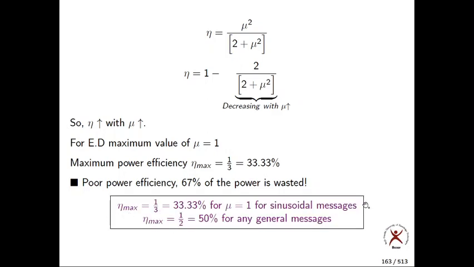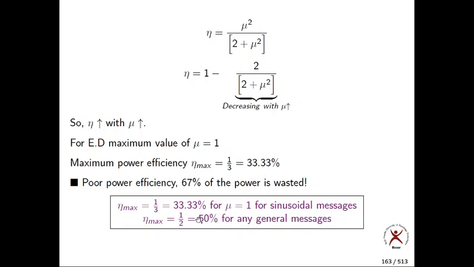Now this is a very important box. Eta max equals 1/3, that is 33%, for mu equal to 1, for sinusoidal signals only. But eta is a maximum of 1/2, that is 50%, for any general message signal. Please remember this. The maximum power efficiency for a sinusoidal message signal is only 1/3 or 33.33%, but you can go up to 50% if you change the message signal.